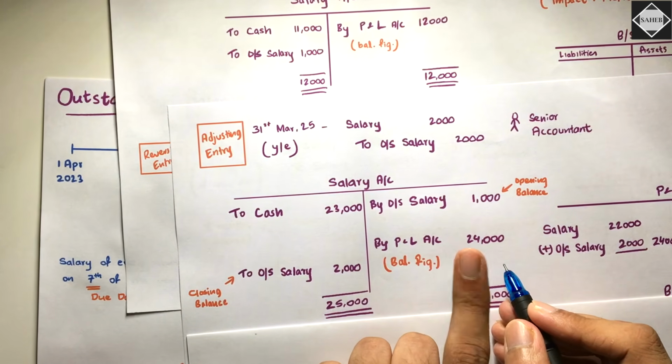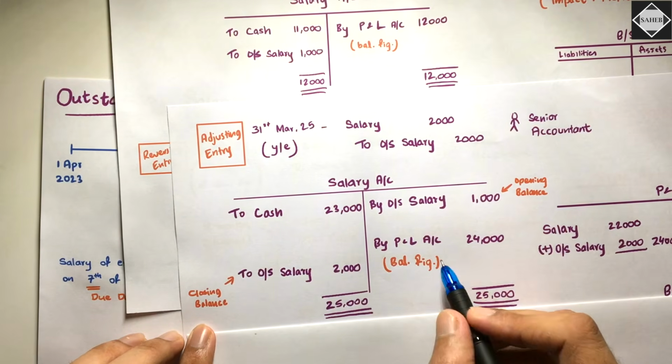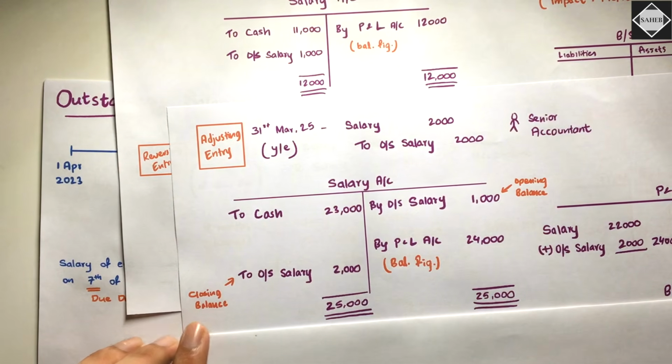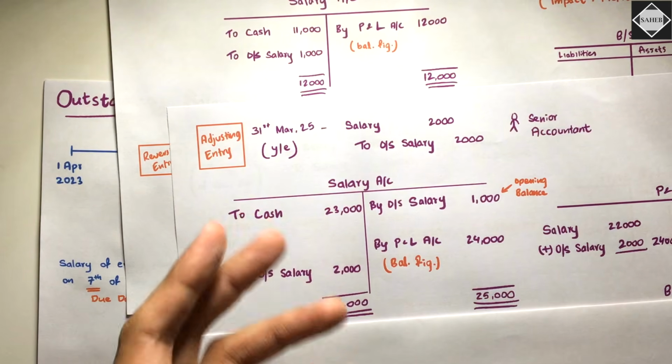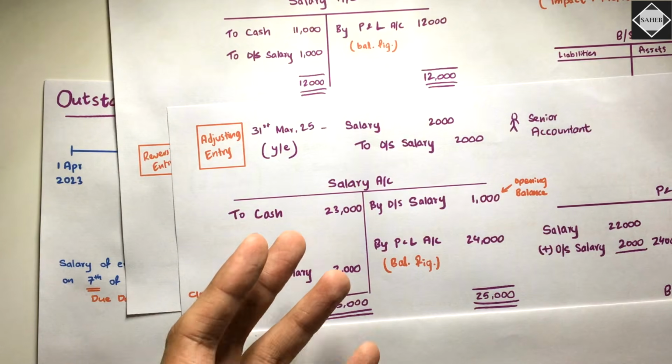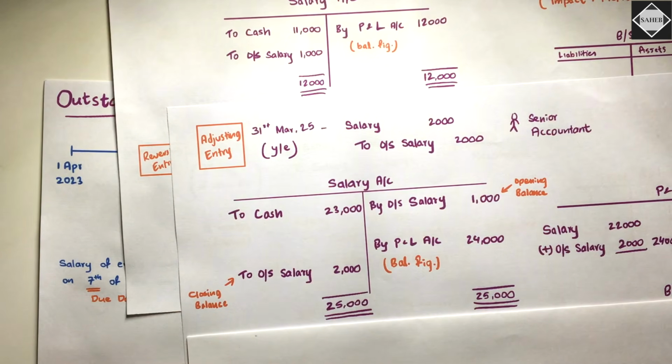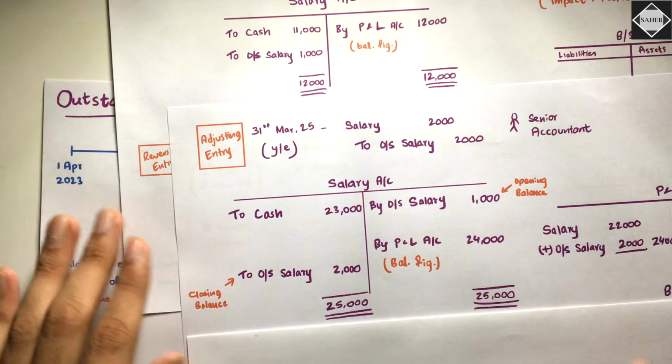This balancing figure, this shortage will hit where? This balance will hit the profit and loss account. That's what happens now. Salary account is an expense account. Expense and income accounts are nominal temporary accounts. They always get closed to the profit and loss account.